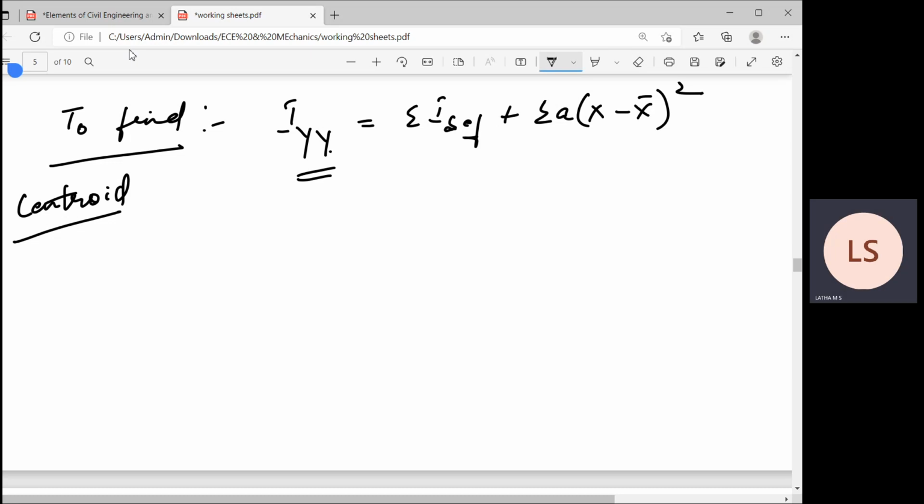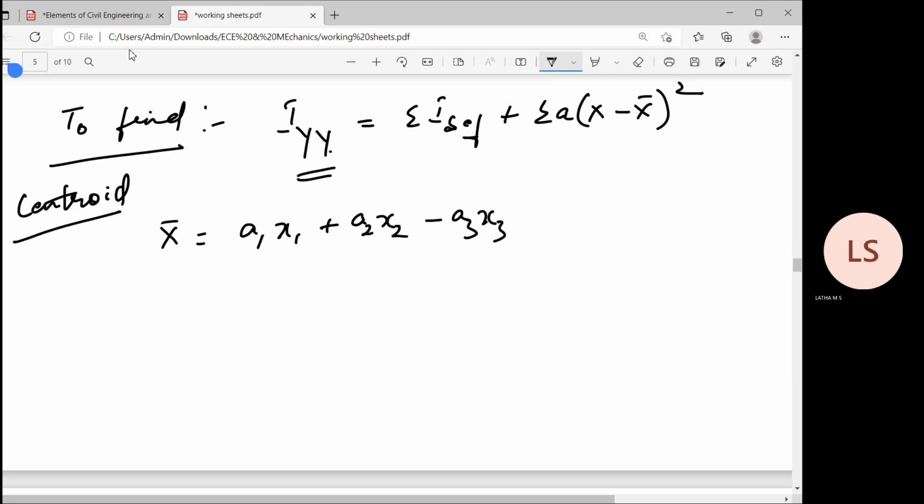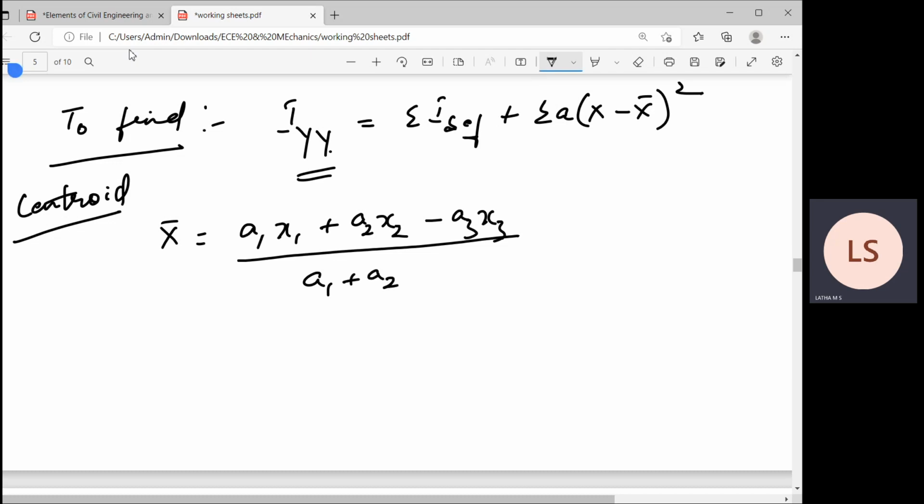To calculate the centroid, I am supposed to calculate only x bar. No need to calculate y bar. So x bar is given according to the lamina: A1 x1 plus A2 x2 minus A3 x3, divided by A1 plus A2 minus A3.